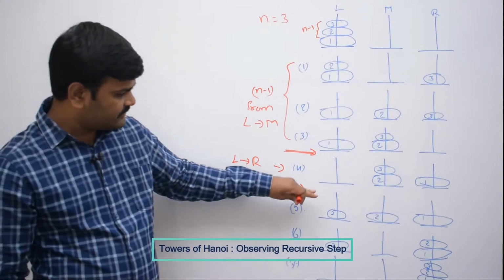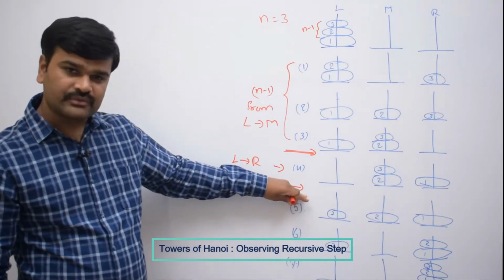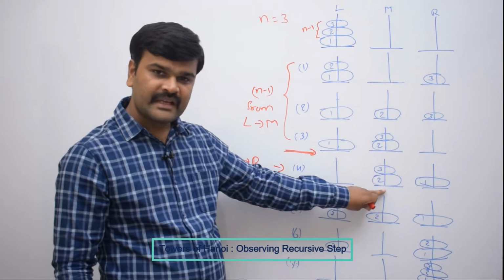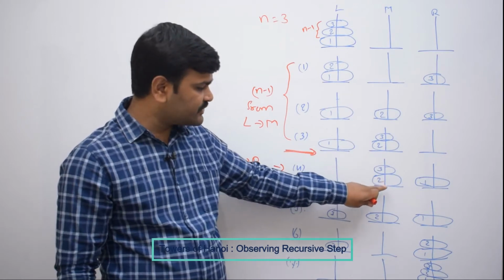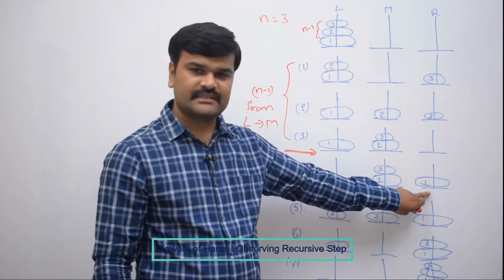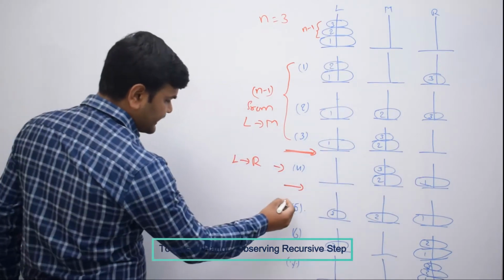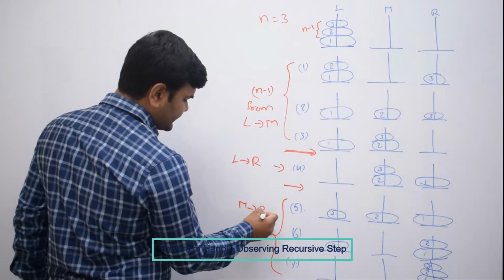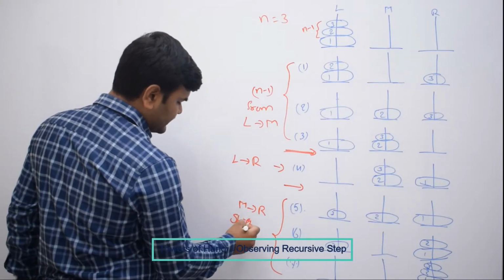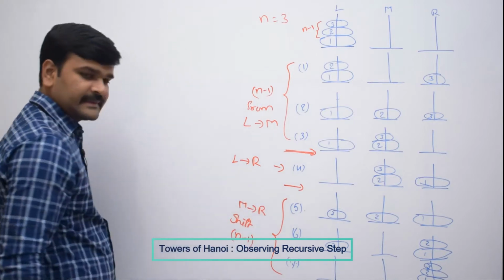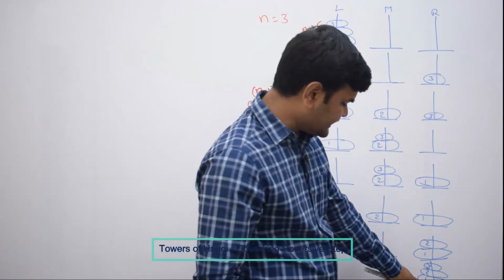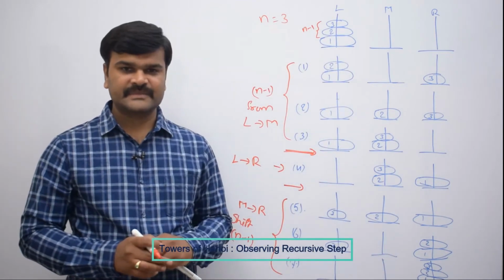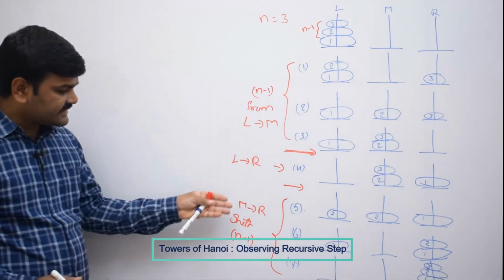Okay, and now what do we have to do? The n-1 disks you shifted to the helping tower, that is the middle tower. Now these n-1 disks you have to shift from the middle tower to the right tower. That is what happens in the remaining 3 steps. So from the middle tower to the right tower, shift these n-1 disks, so that all disks reach the destination tower, that is the target tower, which is the right tower. Is it clear? So this is the recursive step, if you observe.